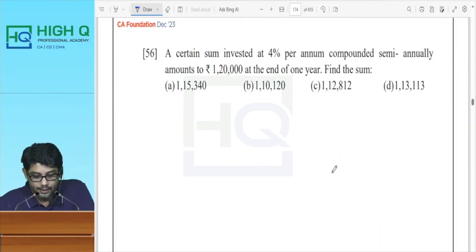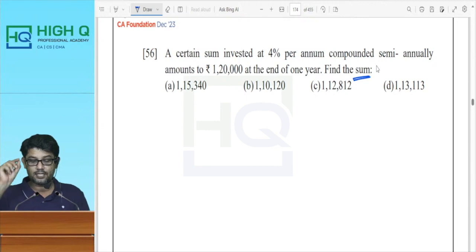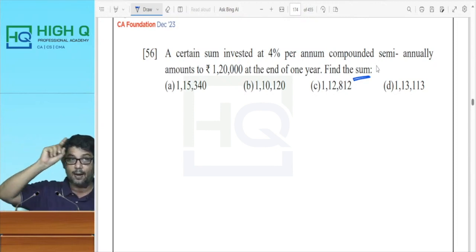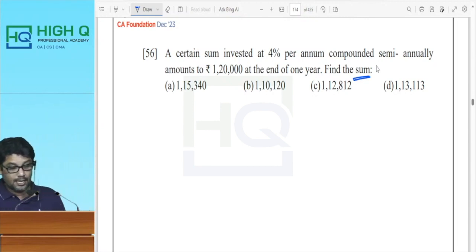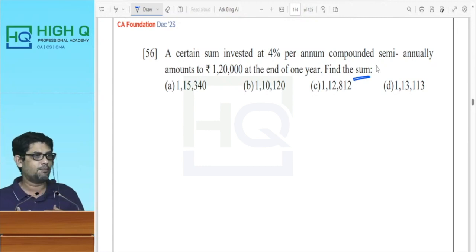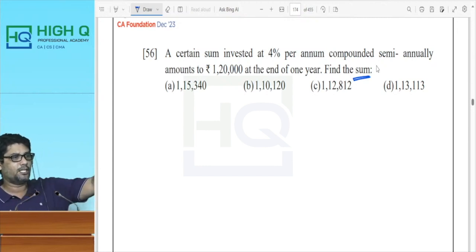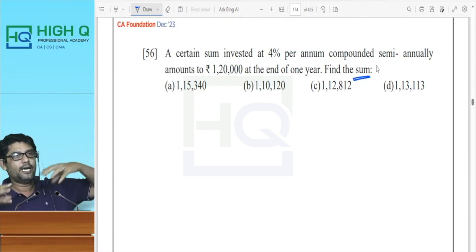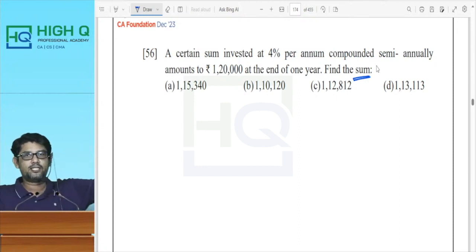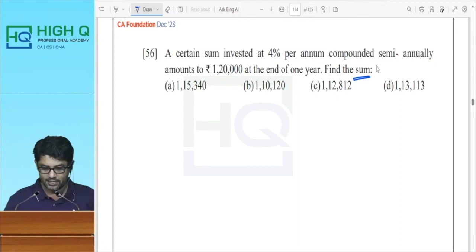Now, a certain sum invested at 4% per annum compounded semi-annually amounts to 1,20,000 at the end of 1 year. Find the sum. Fast. Find the sum means they ask you to find out the principal. Today I am investing some money and it is becoming 1,20,000 rupees after 1 year, and interest is calculated semi-annually. Give me the answer.